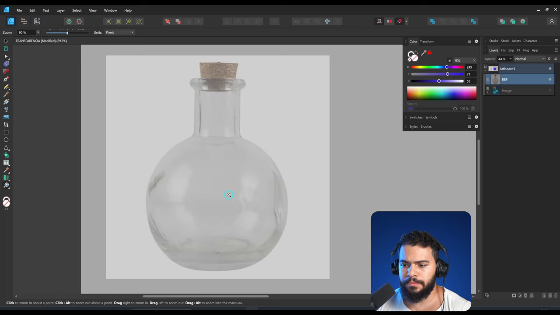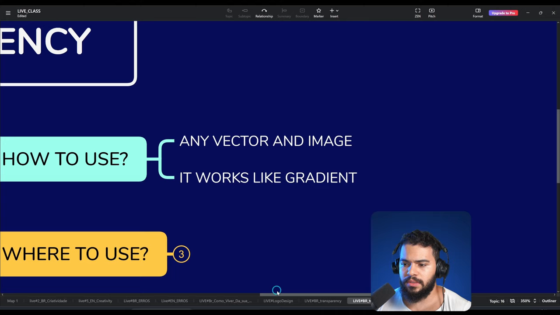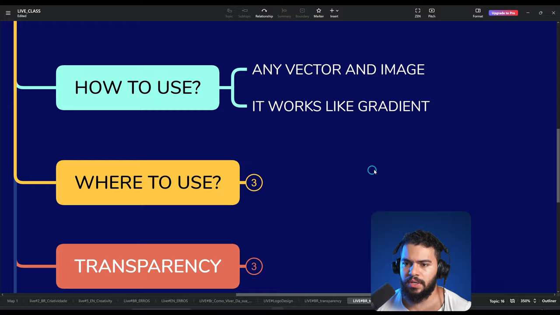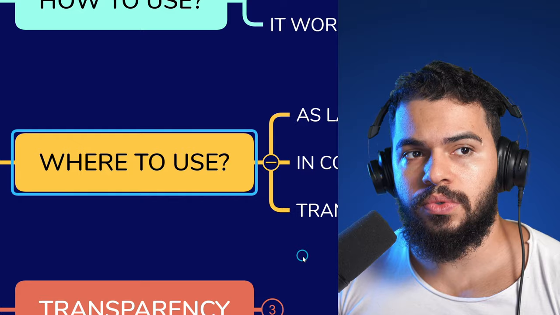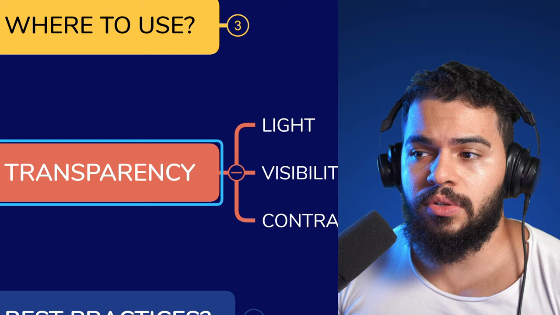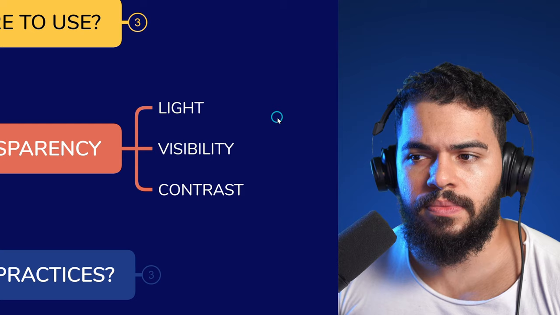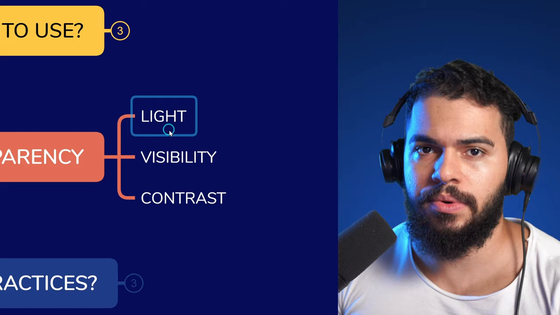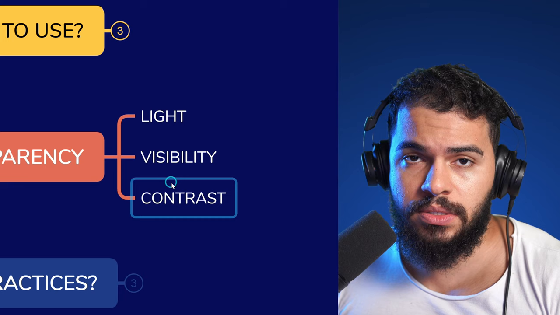But before we do that, we have our guideline here. I hope that you already understand where to use transparency: as layer, in color, and with the transparency tool. You have these three methods. I hope that this is very clear. But when you talk about transparency, what applications can you do? I think it's going to be important because you need to improve your light when you are creating any kind of object, the visibility, and also the contrast. I will tell you why.